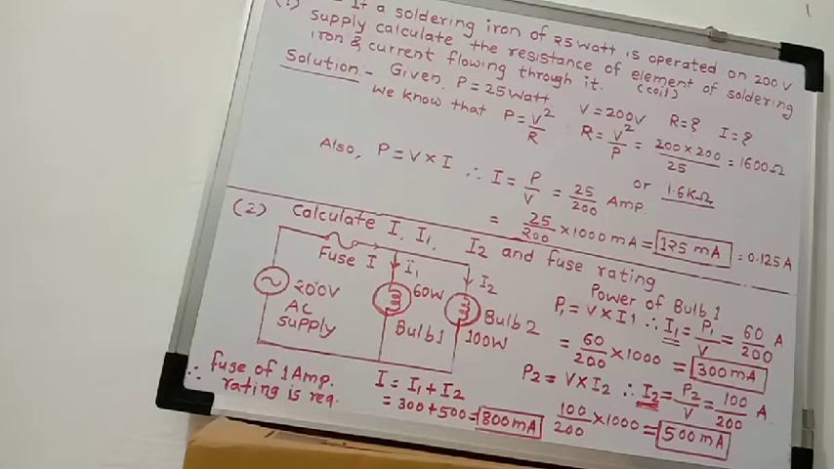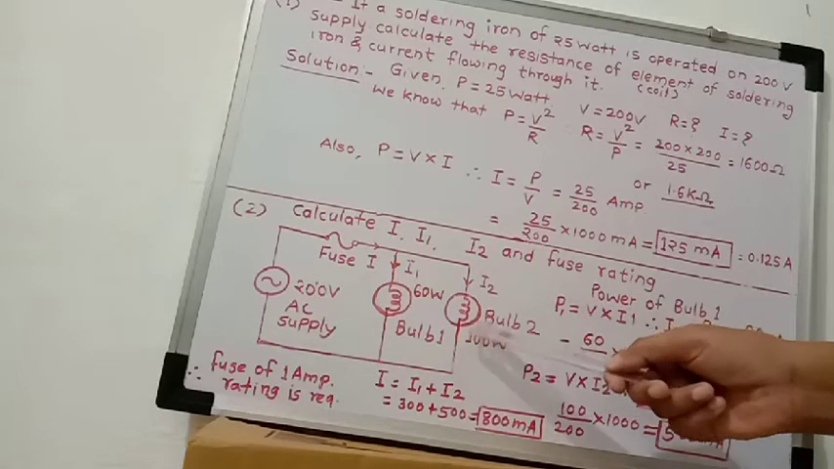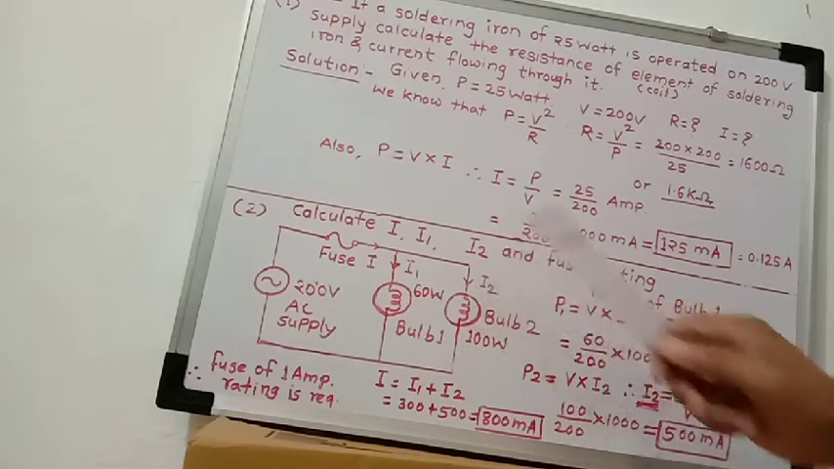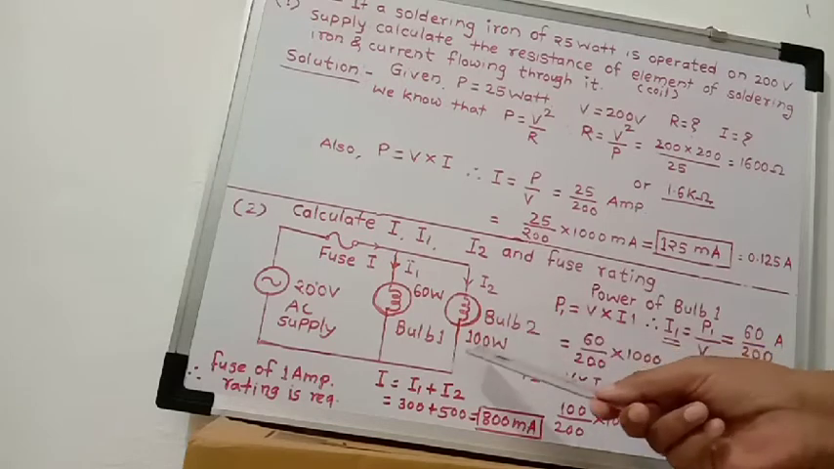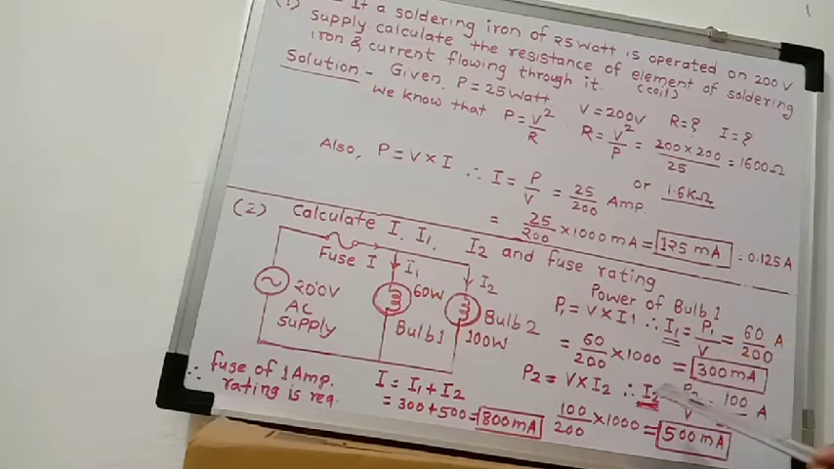Now we have to find the current through bulb 2, that is I2. The power of bulb 2 is 100 watt, that is P2 is 100 watt. P2 is equal to V into I2, where V is 200. So from this equation I2 is equal to P2 upon V, that is 100 divided by 200, that is 0.5 ampere.